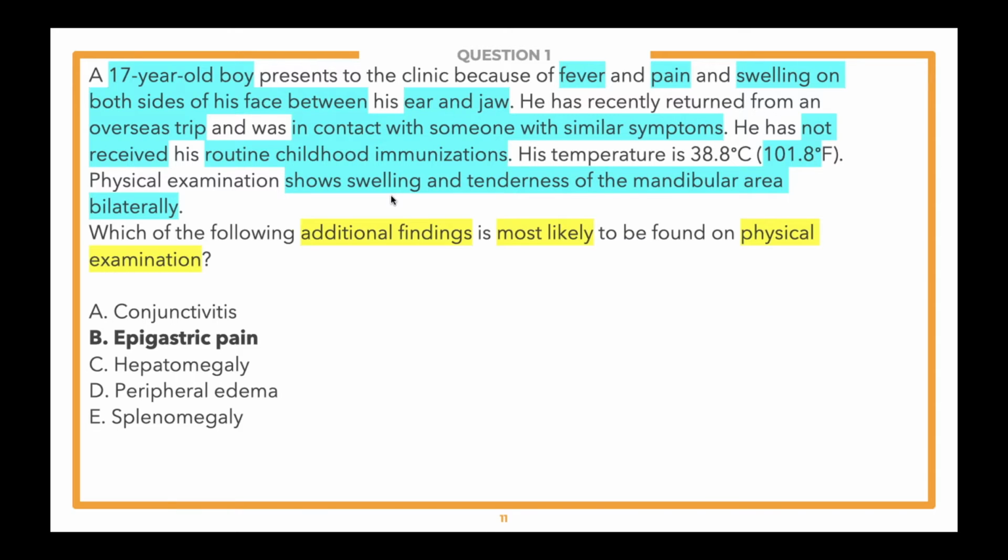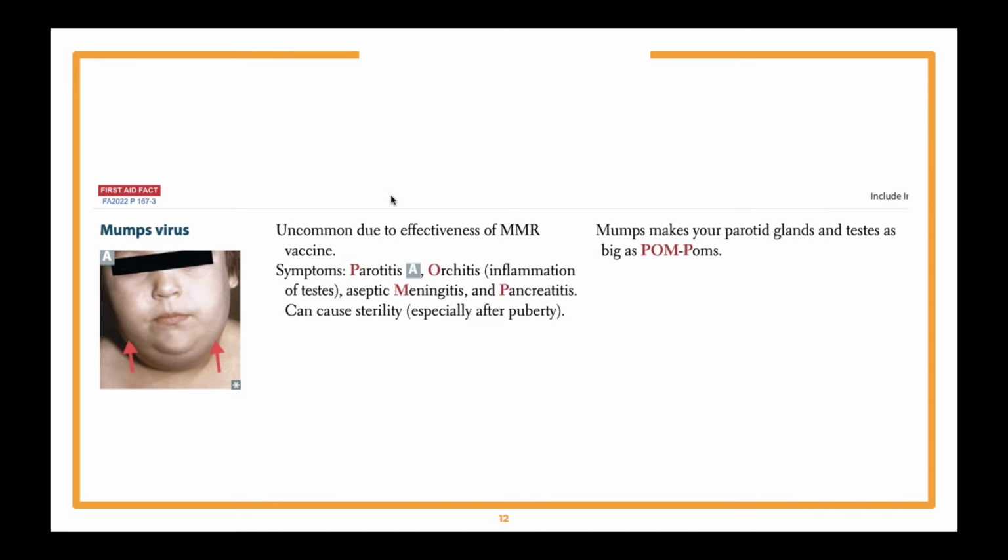Now we also know that this patient has not had his routine childhood immunization, so he did not get the measles, mumps, rubella immunization. If we take a look at the next slide, this shows some of the manifestations of the mumps virus. This is an RNA paramyxovirus. It's transmitted via respiratory droplets and direct contact. You can see there that mumps can present with parotitis, like our patient. Also orchitis, or inflammation of the testes, aseptic meningitis, and pancreatitis.